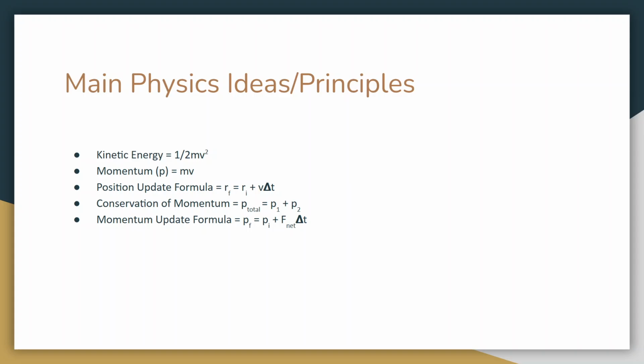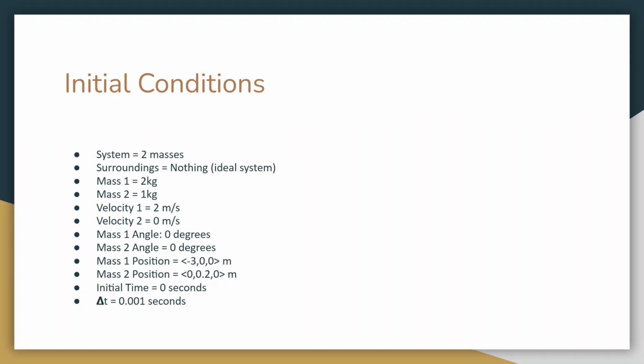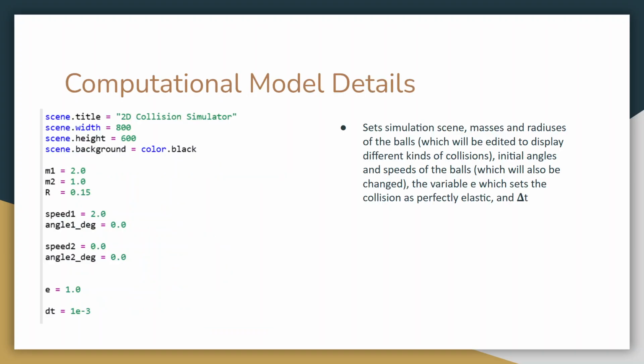Some of the main physics ideas and principles I used were kinetic energy is equal to 1/2 mv squared, momentum is equal to mv, the position update formula, the conservation of momentum, and finally the momentum update formula. Some initial conditions: the system consists of the two masses, and the surroundings is nothing because it's an ideal system. The masses change depending on the simulation that I've decided to run, which we'll see later, and same thing with the velocities and angles and positions. The initial time was 0 seconds, and the change in time was 0.001 seconds.